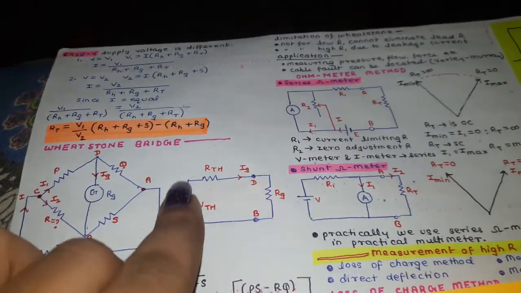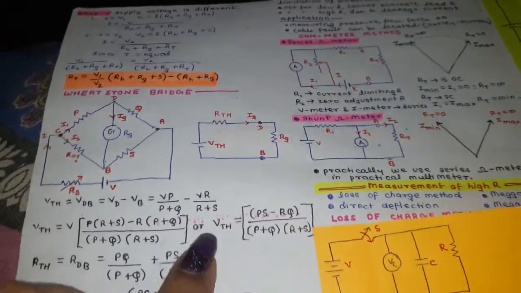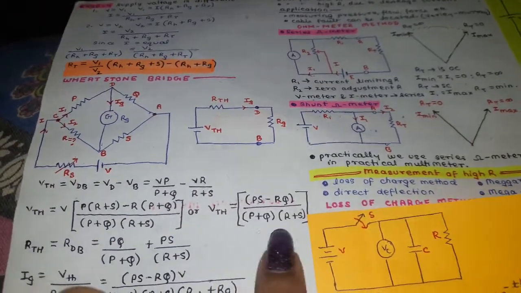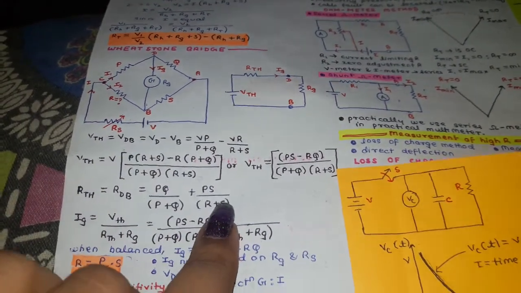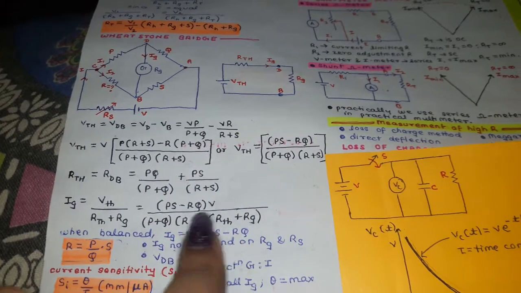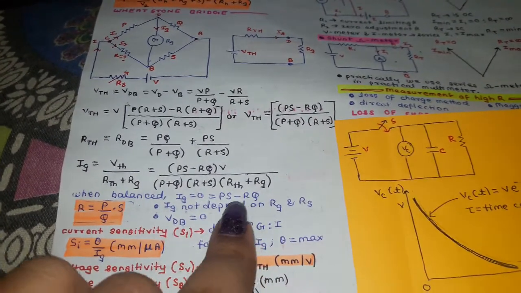Now this is a Thevenin equivalent circuit of this particular bridge. Here we are trying to find out the VTH, which is given by this particular formula, and then we have RTH given by this formula. Now Ig is given by this formula here, but under balanced condition, you know that Ig equals 0, which is equal to this value.